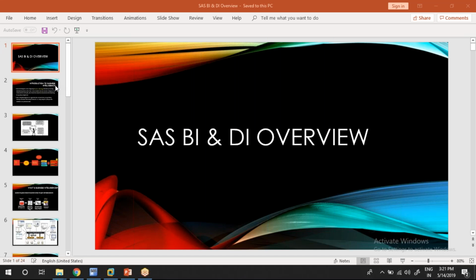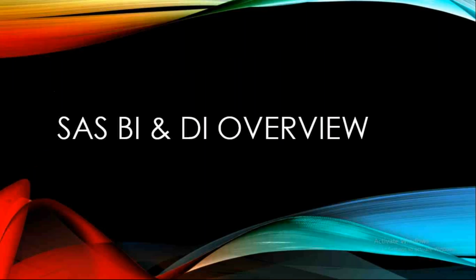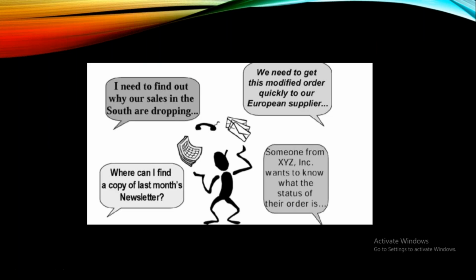Okay, understand. Fine. So I will just start with a simple introduction about BI and DI. Later on, we will move to the tool. Business intelligence is the art of gaining a business advantage from data by answering fundamental questions, such as how various customers rank, how the business is doing now, and what happened. The customer is coming with their own queries, and they are giving us the data. We have the tool, and we use that tool to answer the questions which come from the client. For answering the questions, we are using different techniques or different tools.